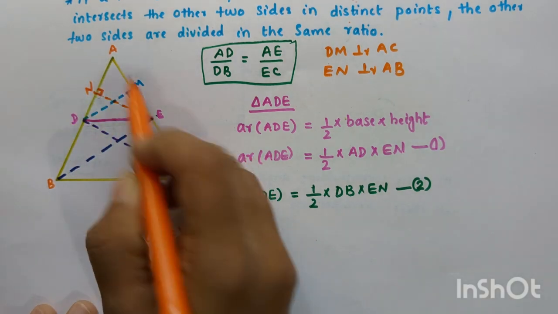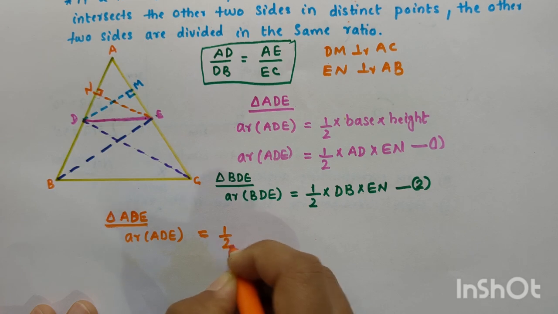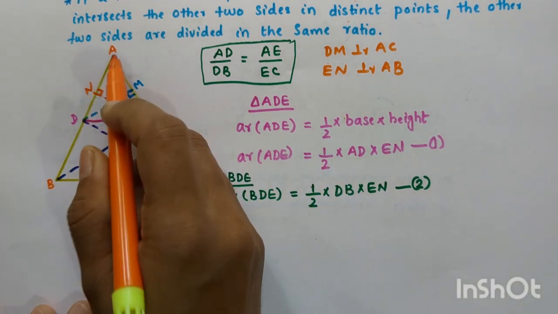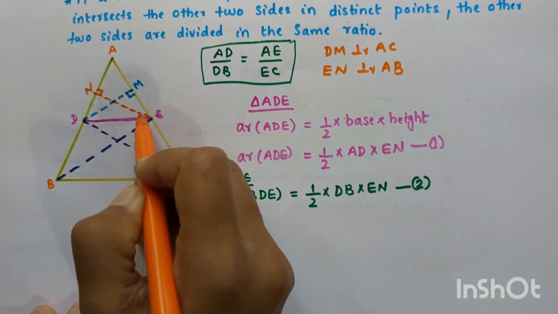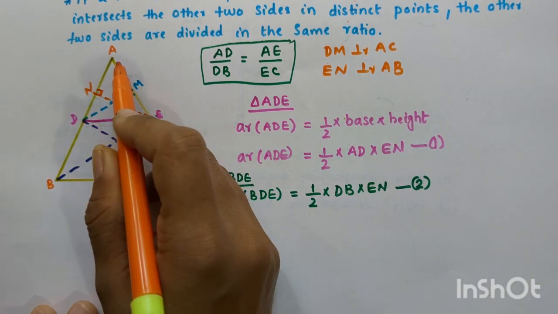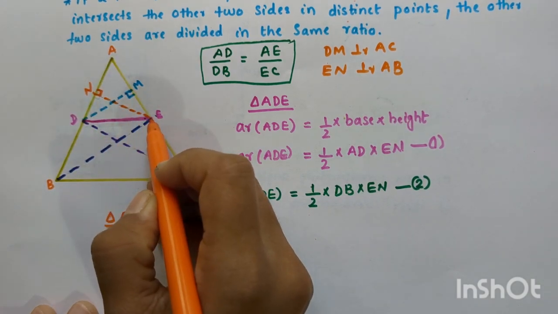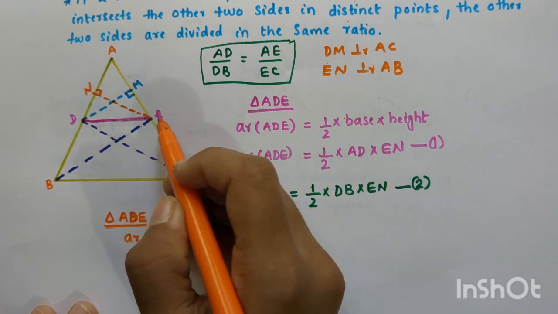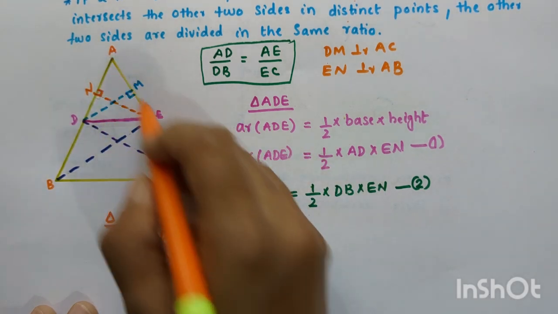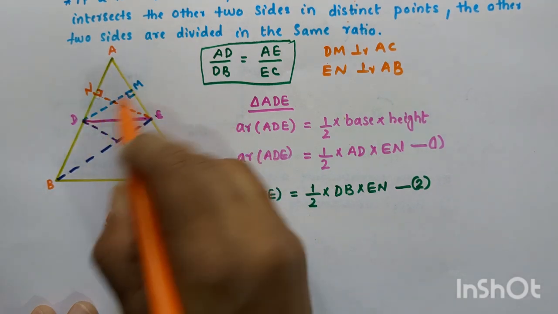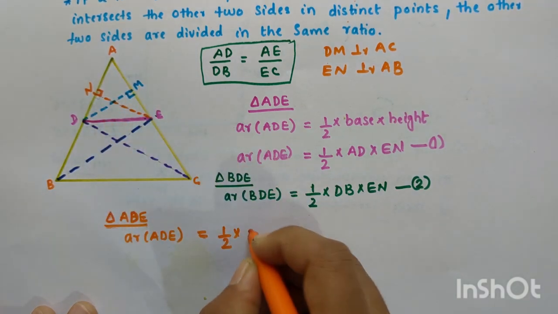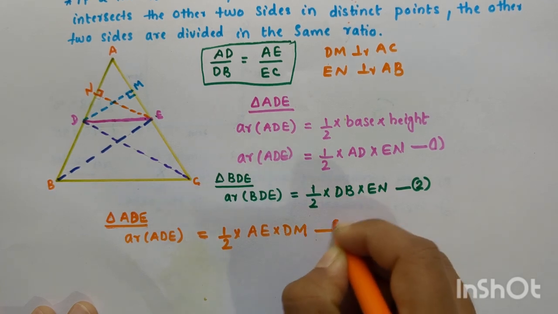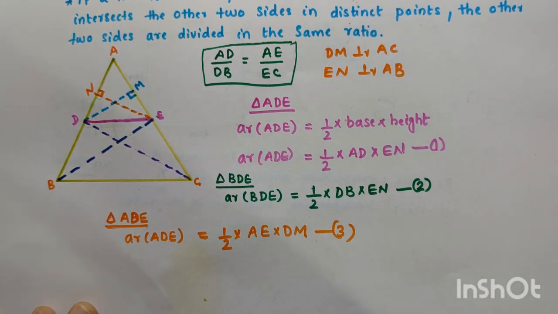Okay, the area of this triangle can also be expressed as half into base into height. So in the first case, we have considered AD as the base and EN as the height. Now, when you consider this triangle ADE, you can consider AE as the base and DM as the height. So half into AE into DM. I am taking this as equation number 3.